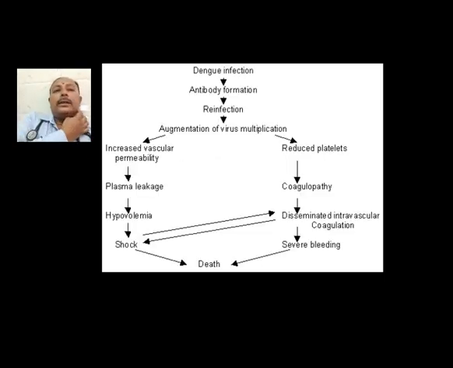See this diagram, this flow chart suggests that dengue infection leads to antibody formation, reinfection, and augmentation of virus multiplication. On one side, increased vascular permeability, plasma leakage occurs, hypovolemia and shock and ultimately death. This is one cycle. Another one is reduced platelets, coagulopathies, disseminated intravascular coagulation, severe bleeding and ultimately death. So this is the cycle of dengue infection.